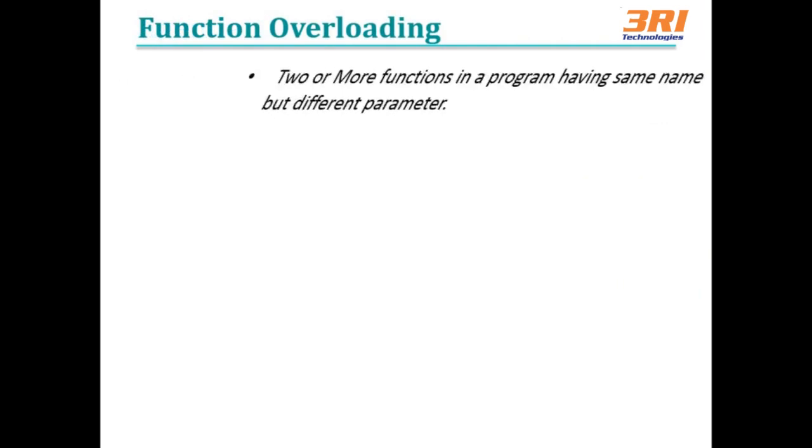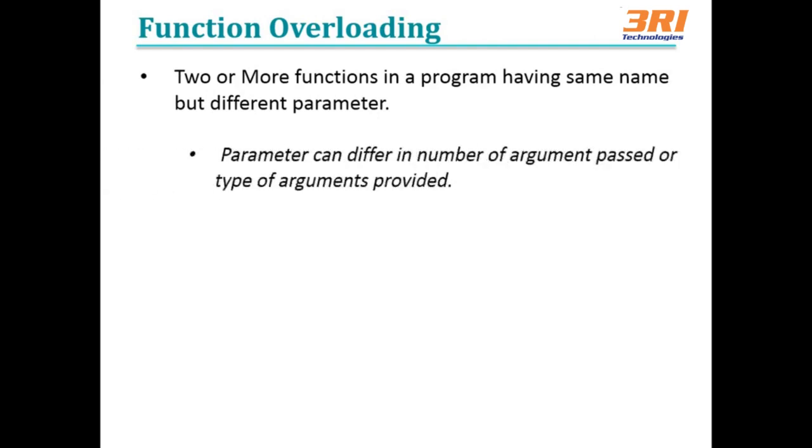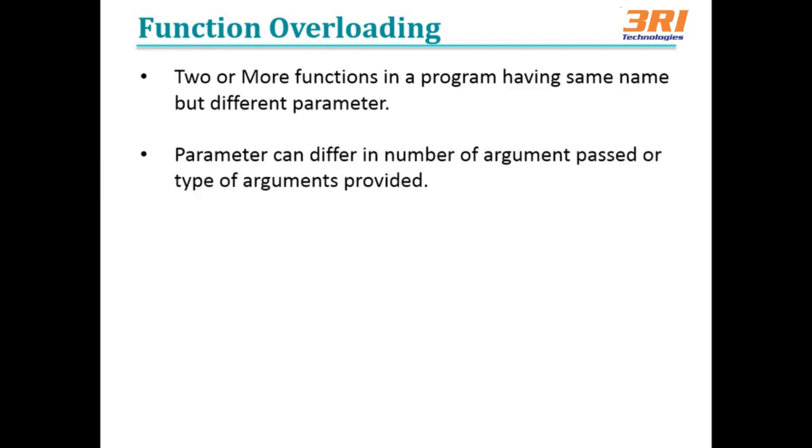Function overloading is a feature of the C++ programming language that enables multiple functions to have the same name provided they differ in the parameters. That is, the overloaded functions should differ either in the number of arguments, or the order of arguments, or in the data type of the arguments provided.